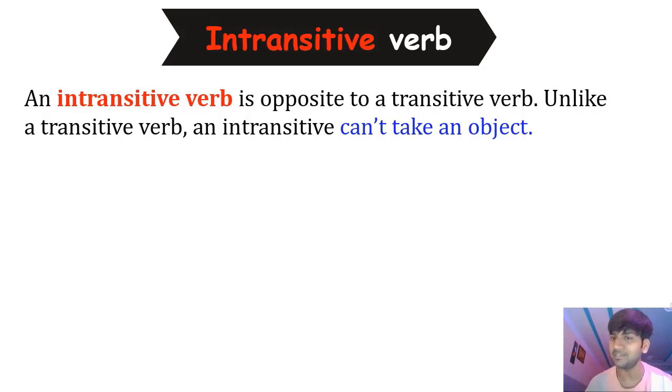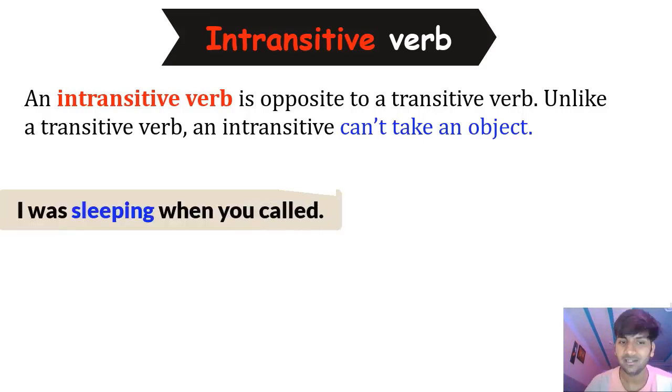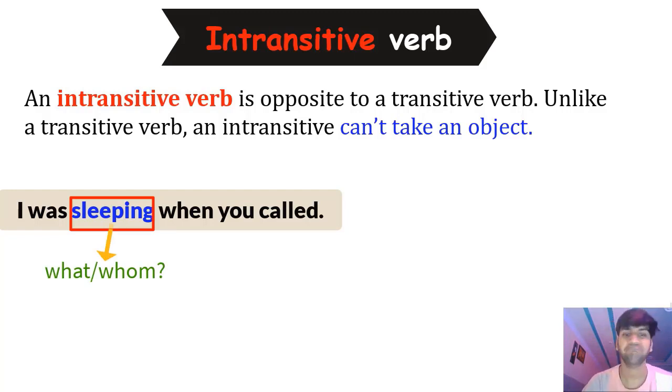Let me show you some examples and make you understand. I was sleeping when you called. So sleeping is the main verb. Ask the question what or whom to the verb to find out whether it's working as a transitive verb or as an intransitive verb. I was sleeping what? You don't get any answer. I was sleeping whom? You still do not get any answer. Why? Because you cannot sleep something or somebody.